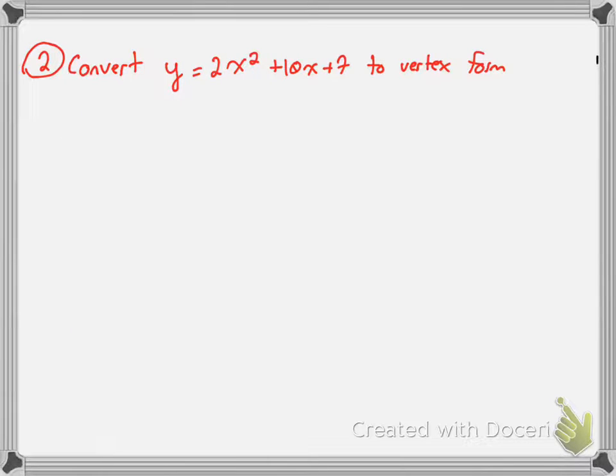So last but not least, what we're going to do in this video is take a function that's in standard form and convert it to vertex form. Here we have the equation y = 2x² + 10x + 7, and we want to get it to vertex form. So right out the gate, let's put my a value, b value, and c value. A here is 2, b is 10, c is 7. If I want to get an equation in vertex form, my goal is going to be to get it to look like this.